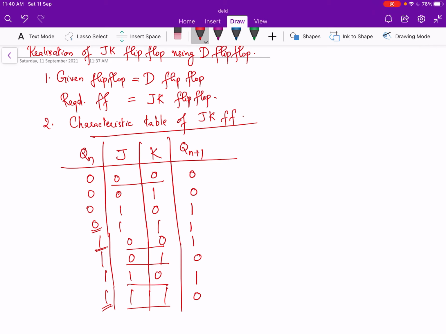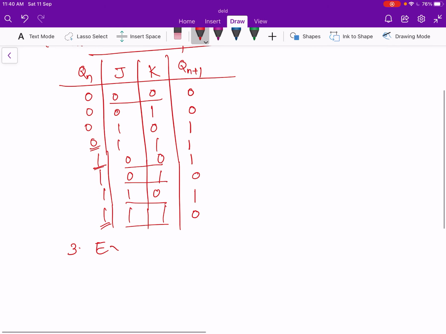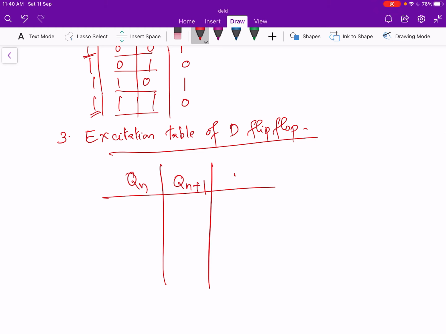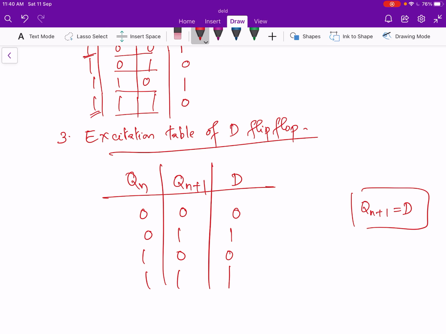Now the third step is to draw the excitation table of the given flip-flop, which is the D flip-flop. The excitation table is based on the present and the next state. We will write the inputs: based on Q1 and Q1 plus 1, we will write what D is. So 0, 0, 0, 1, 1, 0 and 1, 1. We know that Q1 plus 1 is equal to D for a D flip-flop, so we can write it directly. So this is the excitation table.